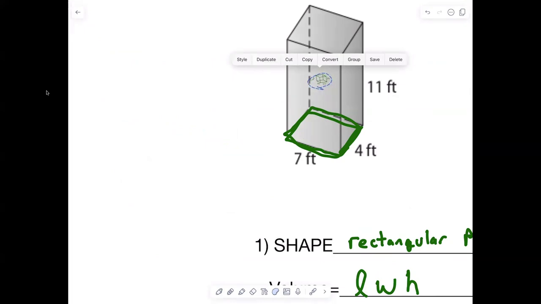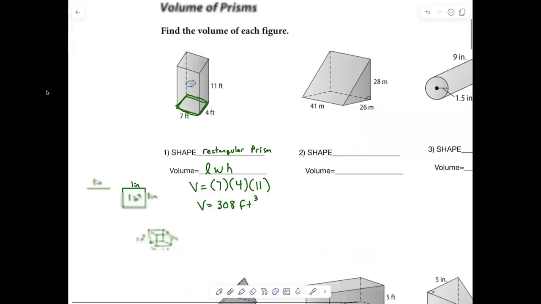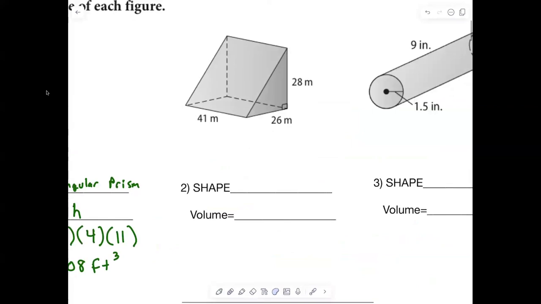Does anybody have any questions? All right. Now, what's the next shape called? It's called a triangular prism because the base is a what?